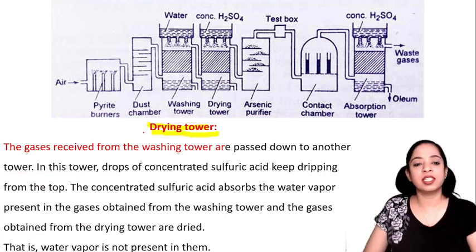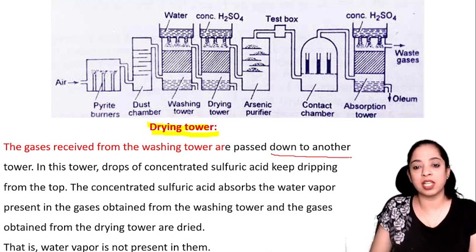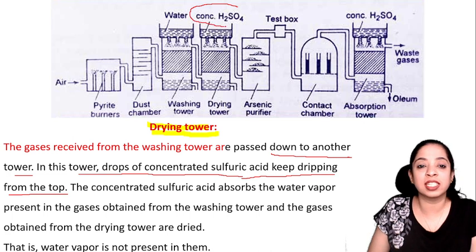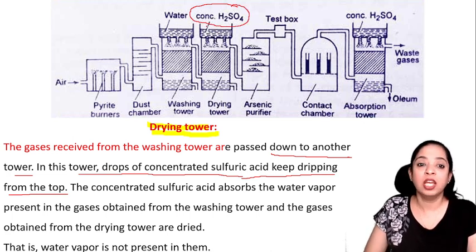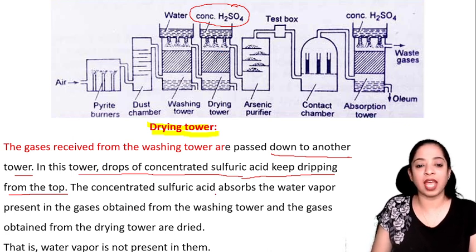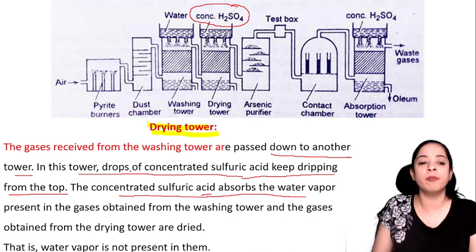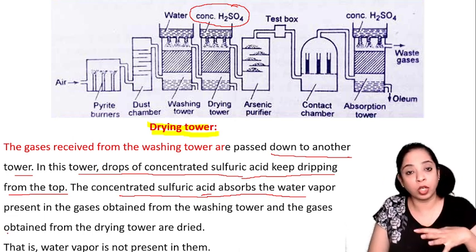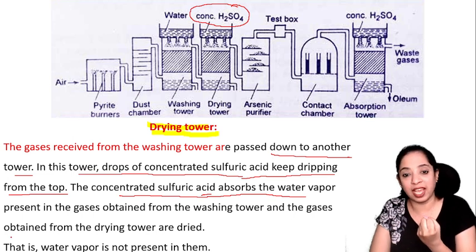So now the gases received from the washing tower are passed down to another tower. In this tower, drops of concentrated sulfuric acid keep dripping from the top. Now here, can you see there is concentrated sulfuric acid? So these drops keep on dripping from the top. The concentrated sulfuric acid, okay, pay attention here, absorbs the water vapor present in the gas, because in the previous step in the washing tower we had sprayed water, so the gas will be moist.